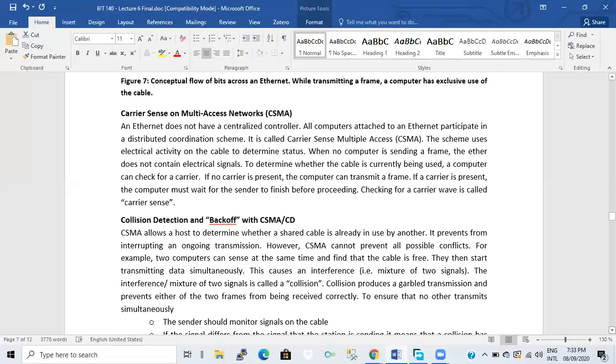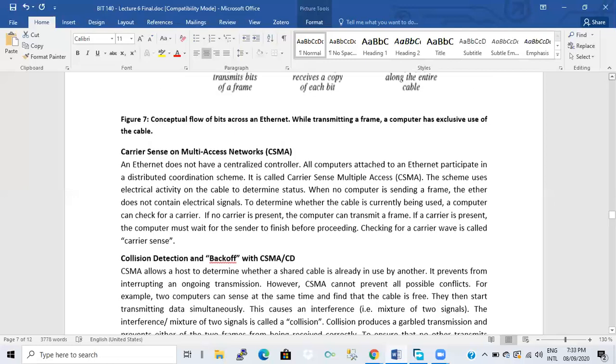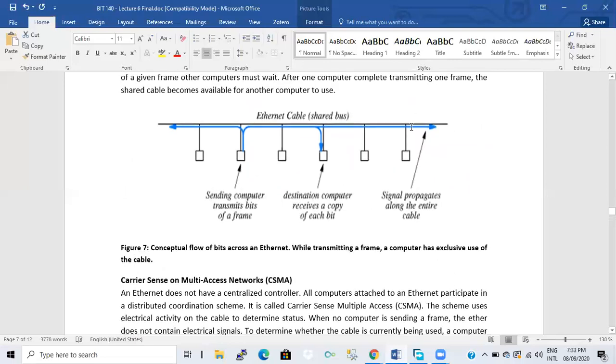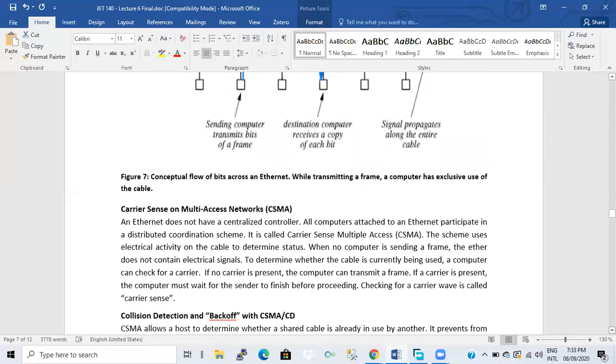So to determine whether a cable is currently being used, a computer can check for a carrier. A computer will check, is there anything that is being sent? If there is nothing being sent on the network, then it will send. So if no carrier is present, the computer can start transmitting a frame. If a carrier or a signal is present on the network, the computer will wait for the sender to finish before proceeding. Checking for the carrier wave is what is called the carrier sense. So each computer will check what is on the cable or the ether channel. Is there something? What it's doing is trying to sense.